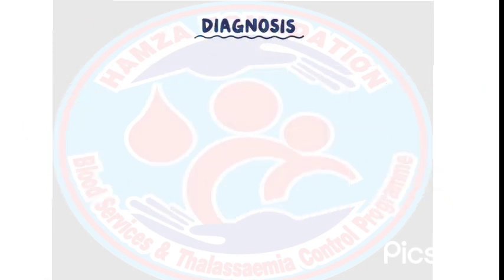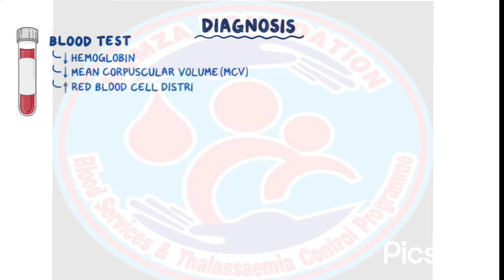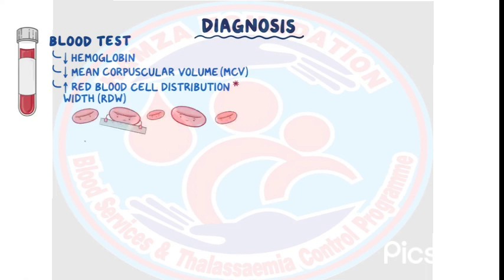Diagnosis of beta thalassemia usually begins with a routine blood test that shows a low hemoglobin level, decreased mean corpuscular volume, or MCV, and a high red blood cell distribution width, or RDW, which indicates that the red blood cells come in a lot of different sizes. However, the RDW is often normal with beta thalassemia minor.